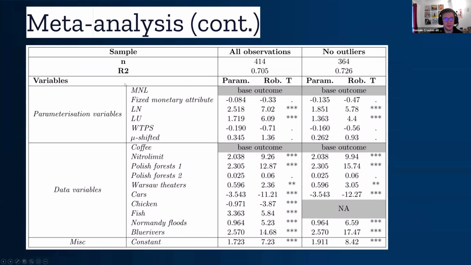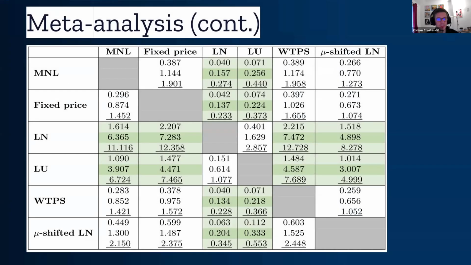And what we find is that the log normal and log uniform modeling approaches give welfare estimates, willingness to pay estimates, which are significantly higher than the rest of the approaches. But we also find that the multinomial logit, the fixed monetary attributes, the willingness to pay space approach, and the mu shifted approach all give estimates which aren't significantly different from one another for the set of data used in this paper. So this is a very important result. These are marginal effects, and they need to be read as such.